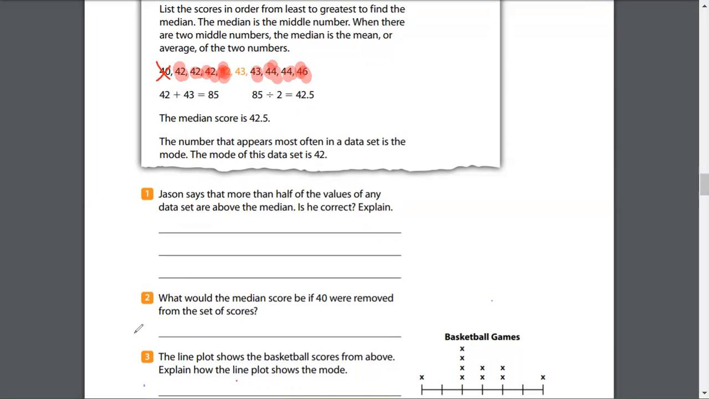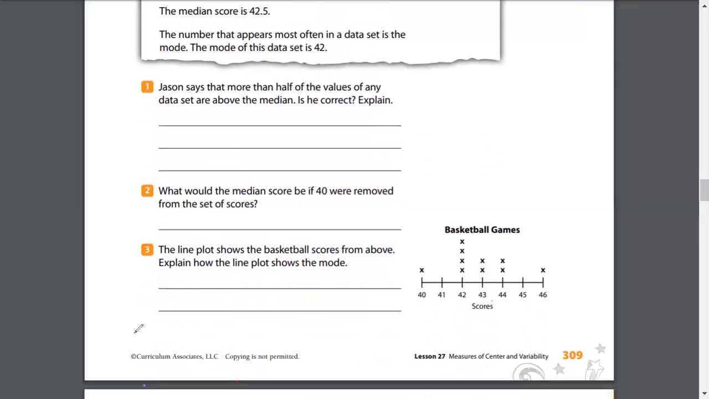What is our median? 43. That was very, very simple. Just take off the numbers and leave the middle number. It's especially easier when the number of items in the data is odd. You just take that middle number.